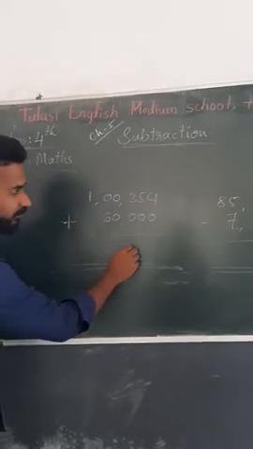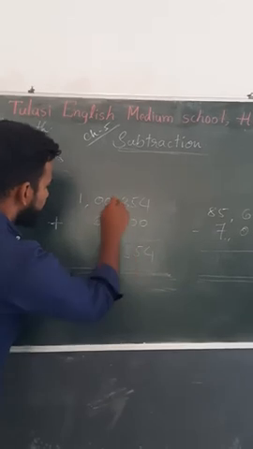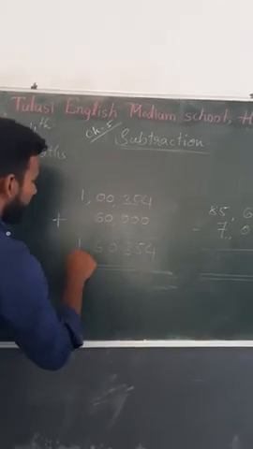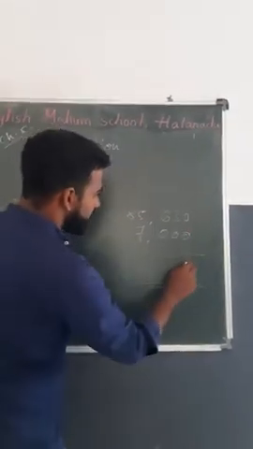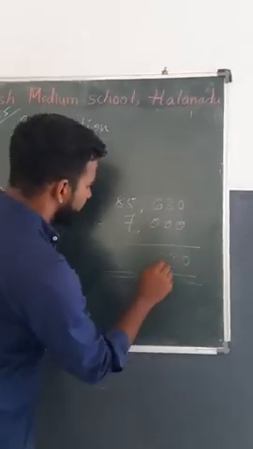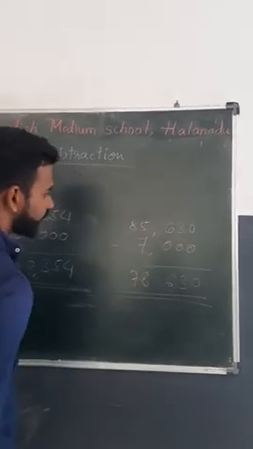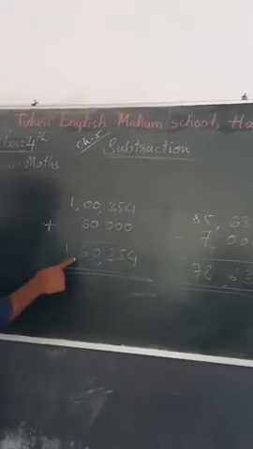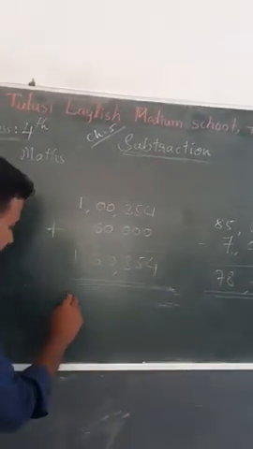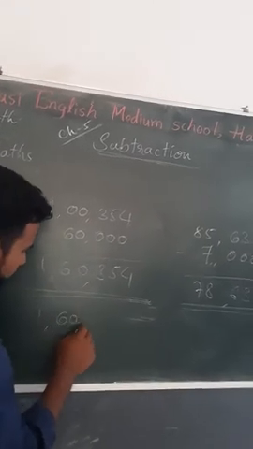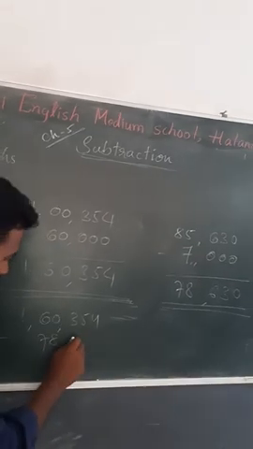This is the sum. Say 4, 5, 3, 0, 6, 1. 1,60,354. Here, when you subtract, 0, 3, 6, 8, 7. This number is how much more than this? It means 1,60,354 minus 78,630.